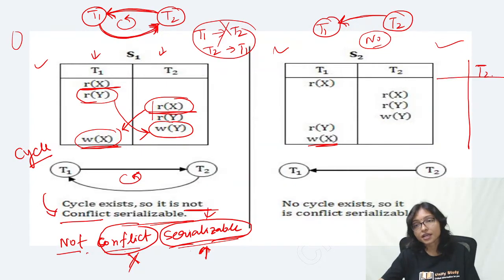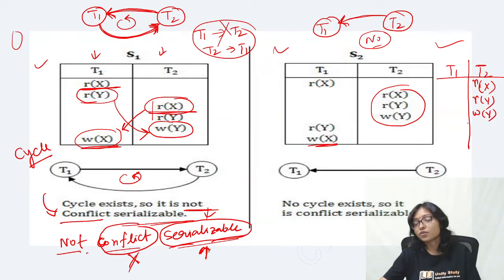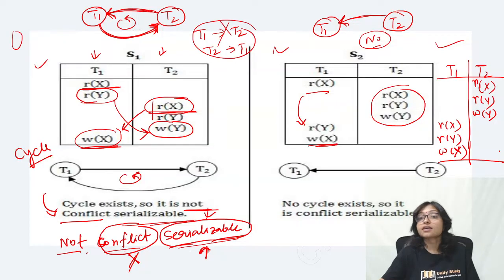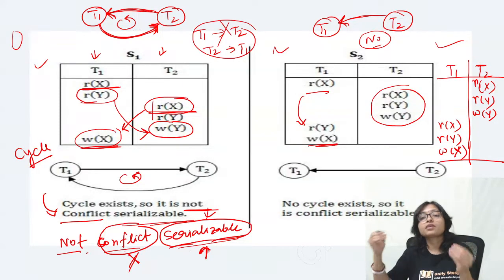You can write here T2, you can write here T1. All the operations of T2 are done first: Rx, then Ry, then Wy. It will complete its task. After that T1, these operations will be swapped here, that is Rx, then Ry, then Wx. So it is giving the chance to T2, and it is also the way of giving you a serial schedule.